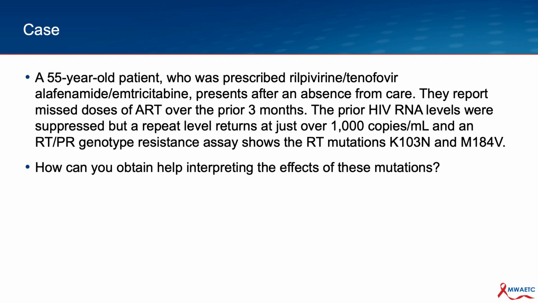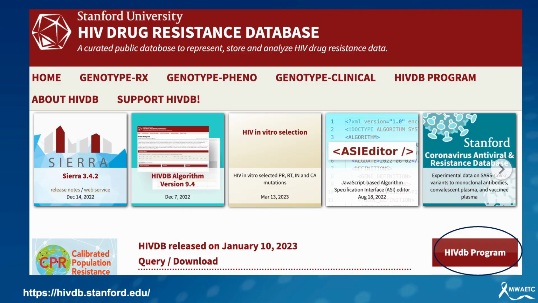You send a traditional RT-PR genotype, no need for integrase because there's no integrase inhibitor in the regimen. And what returns is a report with the RT mutations K103N and M184V. So how can you obtain help interpreting the effects of these mutations? So I'd like to talk about the Stanford database and using this very powerful tool.